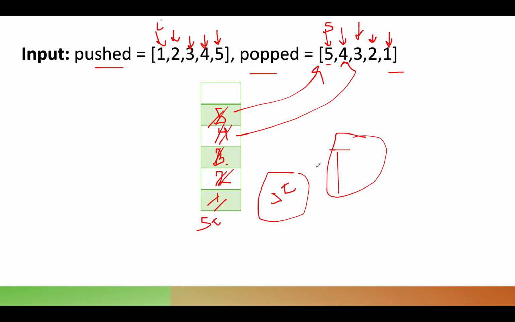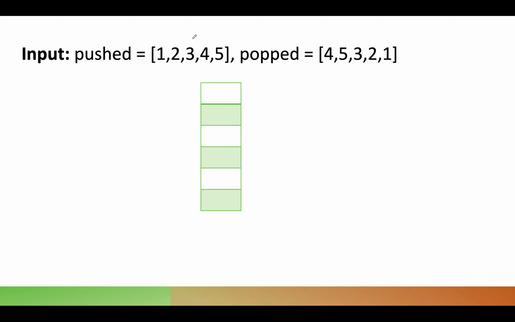So let's walk through the other case. This was a simple case. We'll take two pointers, one for the popped array and one for the pushed array, I and S, and let's see, 1 is not equal to 4, ignore, add 1 to the stack. I moves to the next pointer, add 2 to the stack.